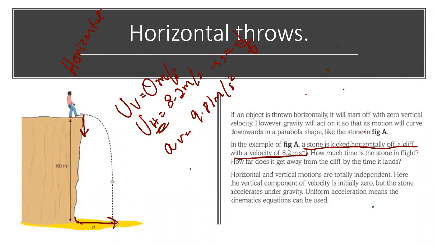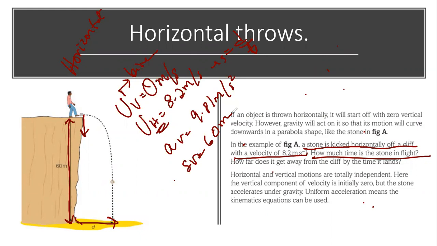So for the horizontal component, we use speed equals distance upon time. If we want to use the vertical component, we always use our kinematic equations. In this particular question, let's say they ask how much time the stone is in flight, how much time the stone took to fall down. The vertical distance is given to us, 60 meters. So you can use one of your kinematic equations here.